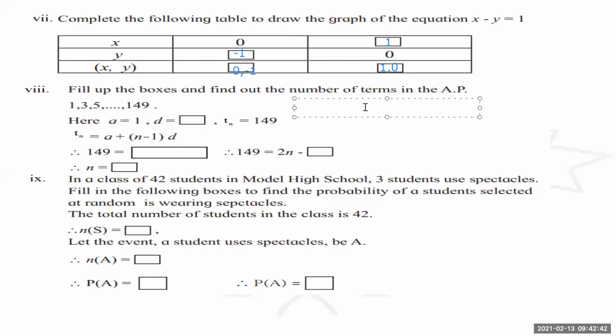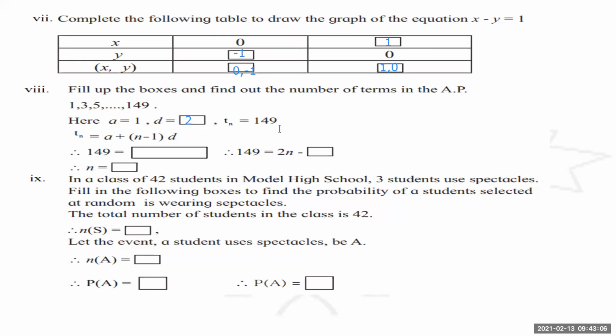Let's move ahead now. Fill up the boxes and find out the number of terms in the AP. 1, 3, 5. The value of A is given to you as 1. What will be the value of D? Because D is blank over here. That is 3 minus 1, which is 2. So that is the value of D.